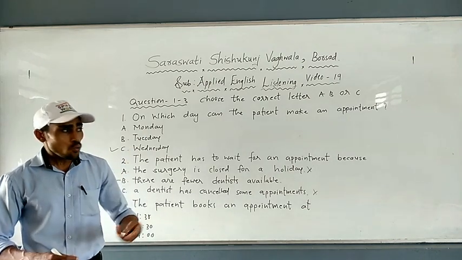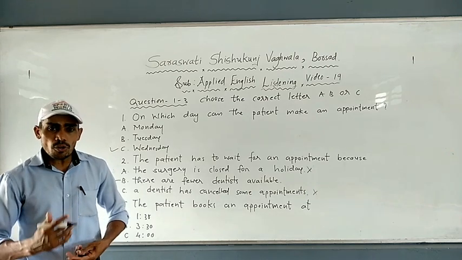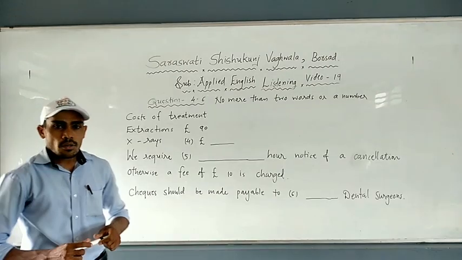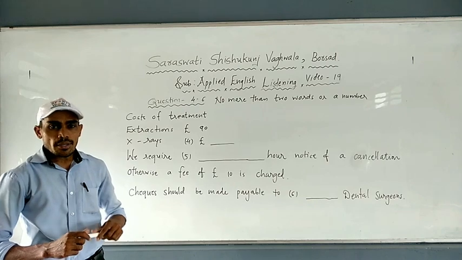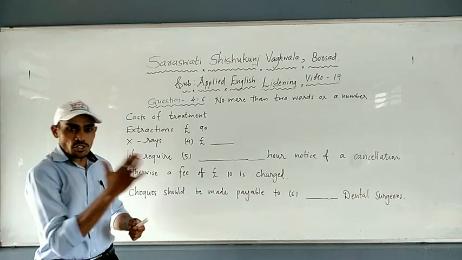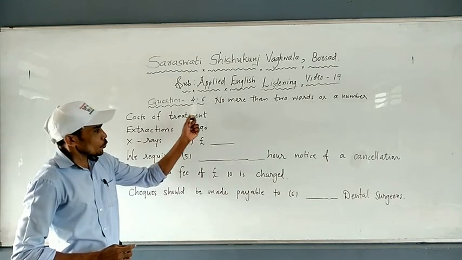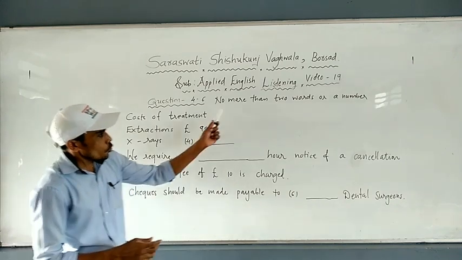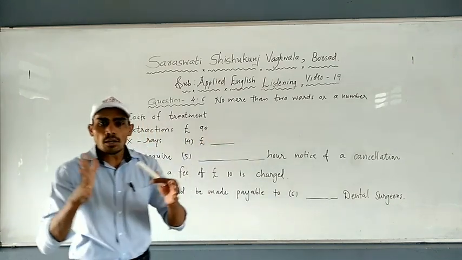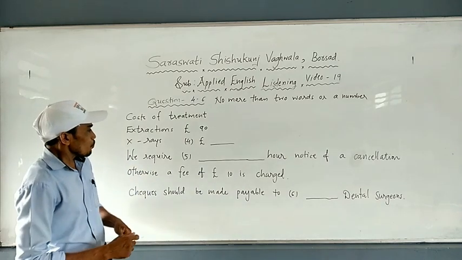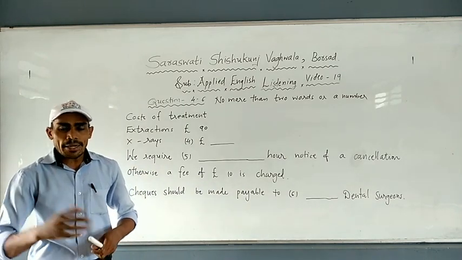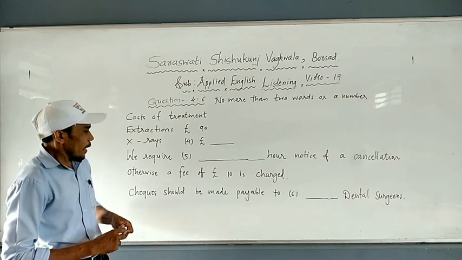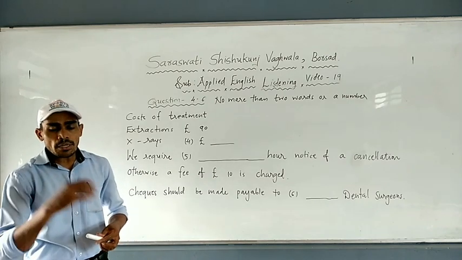Now we are going to move to questions number 4, 5, 6. Students, now we are going to check questions 4 to 6, and there is always an instruction, no more than 2 words or a number. Okay. Now the extraction is 90 pound and the X-ray is total 20 pound.